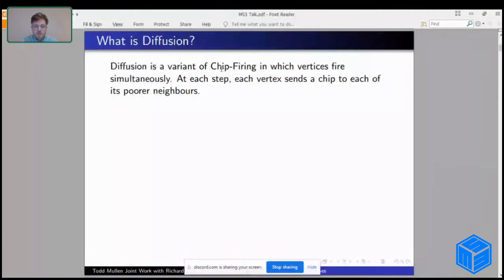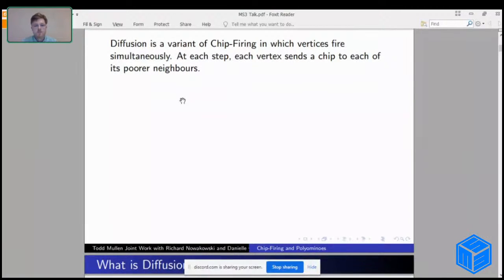Diffusion is a variant of chip firing in which vertices fire simultaneously. In the previous example, we had vertices firing one at a time, and I was choosing which vertex to fire. But in diffusion, every vertex fires at the same time. Now, firing has a slightly different meaning. At each step, each vertex doesn't send a chip to all of its neighbors, but only to each of its poorer neighbors. So we'll look at what this means.